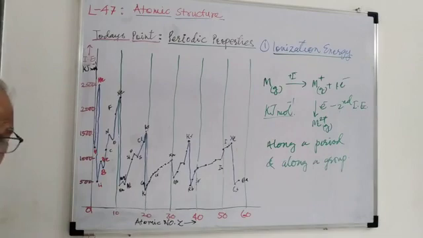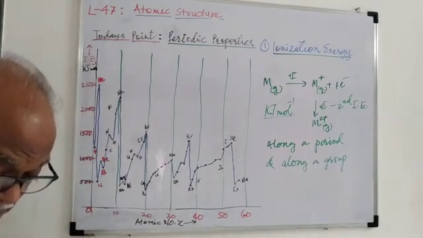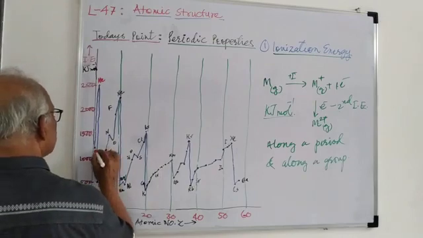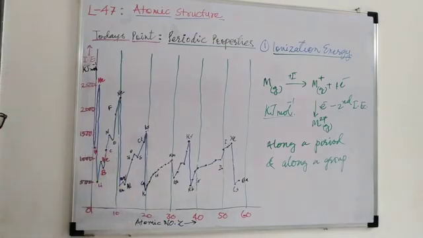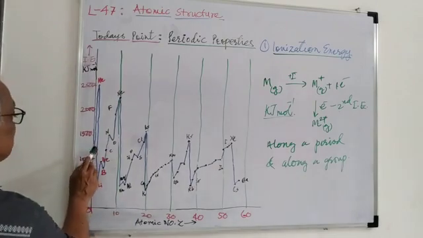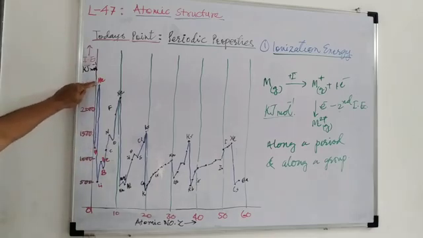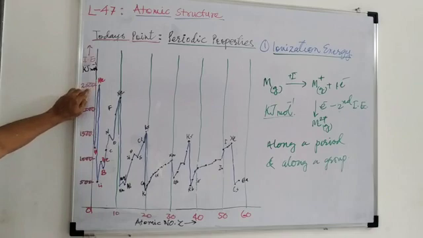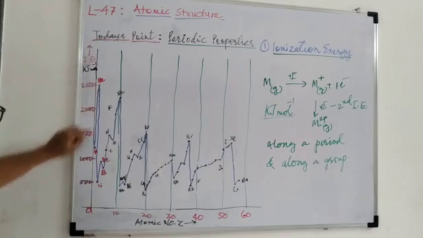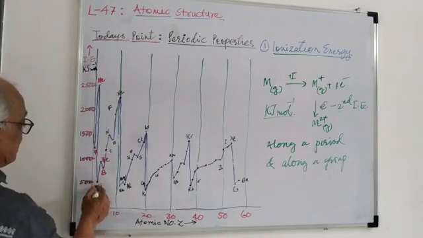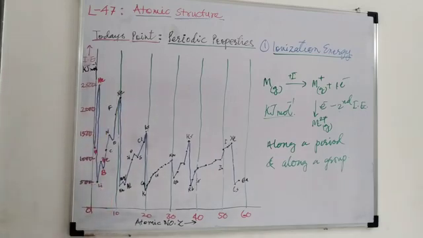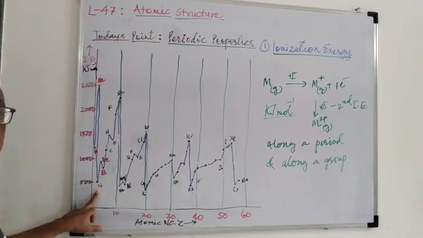Here you will find the ionization energy of hydrogen is shown in the black spot. It is about 1000 here. Then the next element is helium. It has ionization energy of about 2500 kilojoules per mole. Again it drops back when we come to lithium. So here you will find that there is a decrease in ionization energy.